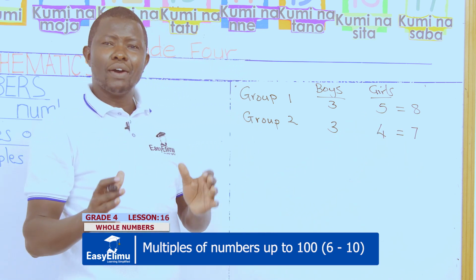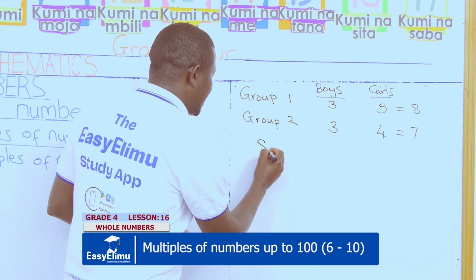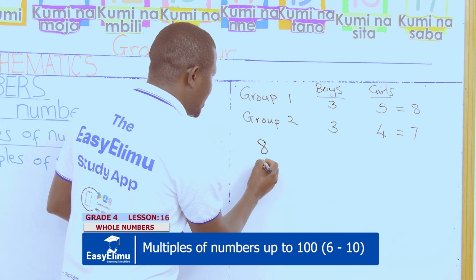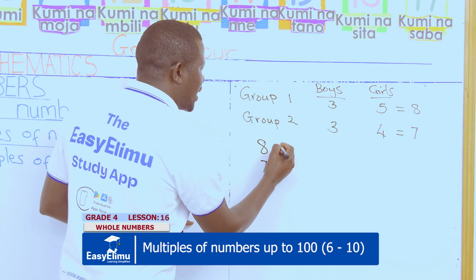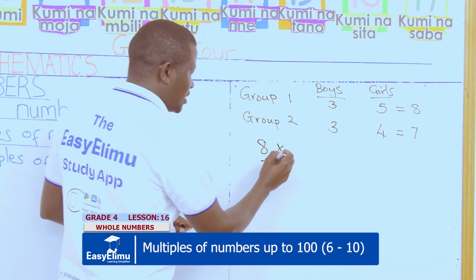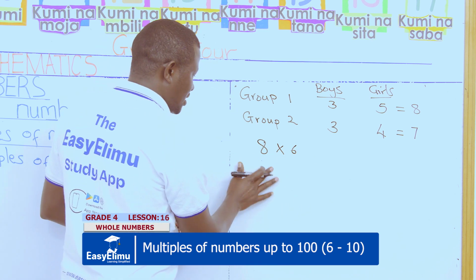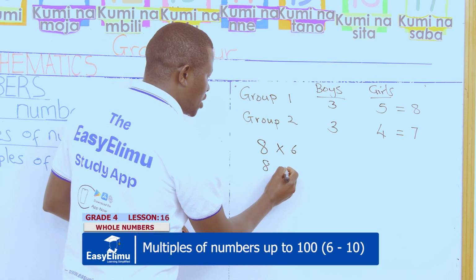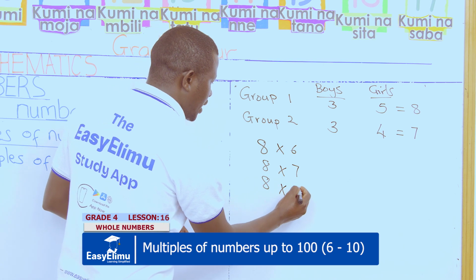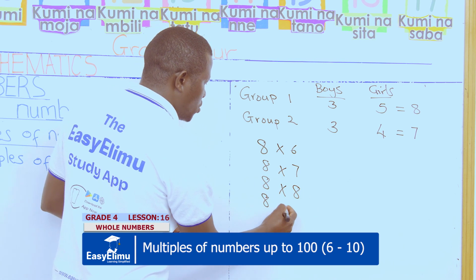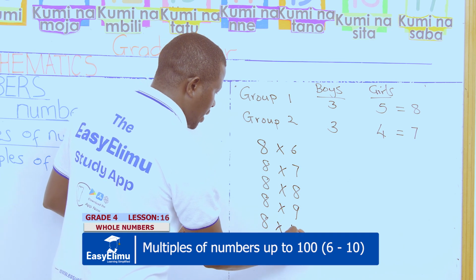Now, in our groups, I would want us to take 8 as the first group and 7 for the other one. So in 8, just multiply it with the following numbers. You can multiply it with 6. The same 8, you can multiply it with 7. The same 8, multiply it with 8. The same 8, multiply it with 9. The same 8, multiply it with 10.